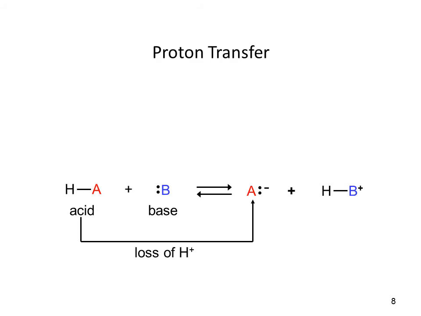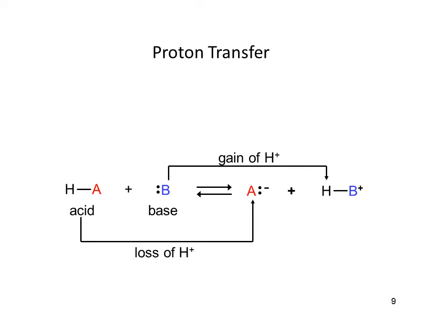Let's see what happens when an acid and a base react together. You can see down here, HA is a common way of writing an example acid. So it has a proton attached to the rest of the molecule, A. That acid can react with a base that has a lone pair on it. That could be hydroxide or it could be ammonia. It's anything that will accept a proton.